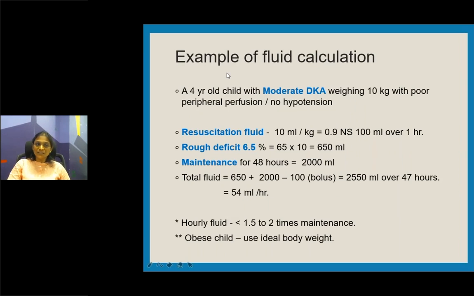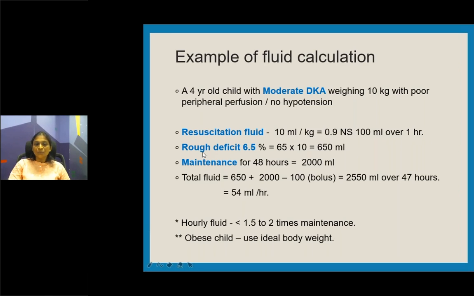So we'll go and see an example of a fluid calculation. This is a 4-year-old boy who's come with moderate DKA, weighing around 10 kg, with poor peripheral perfusion. That is, his peripheries are cold and his peripheral CFT is prolonged, but there is no hypotension. For this child, the resuscitation fluid we can use is 10 ml per kg of 0.9 normal saline, that is 100 ml, given over 1 hour.